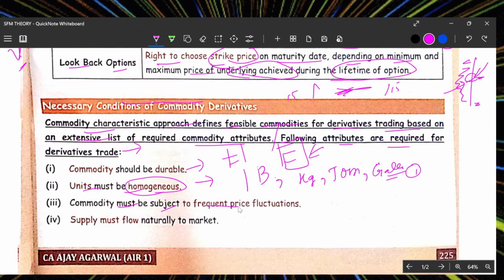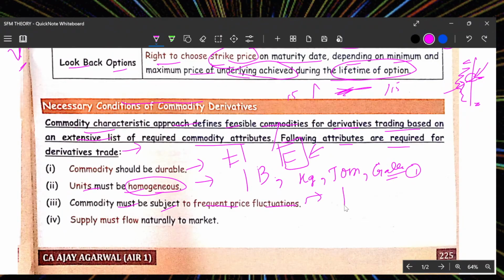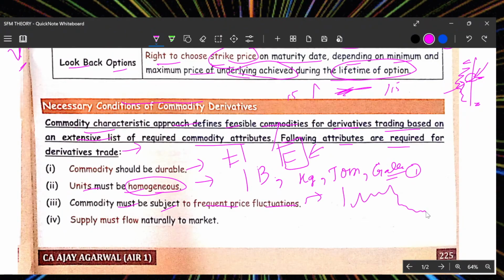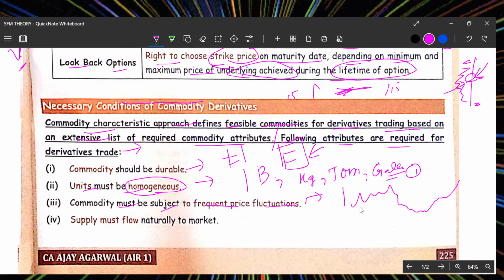Commodity should be subject to frequent price fluctuation, as the price will not be the same. It may rise or fall based upon the market demand and supply.